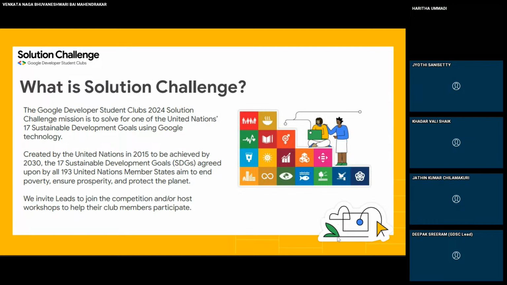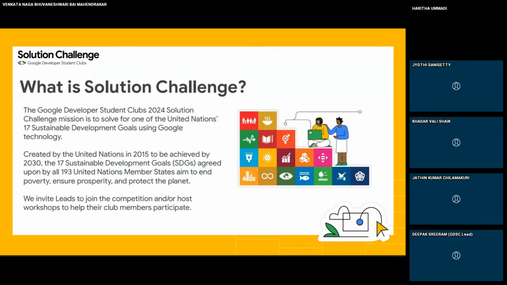As you can see in the slide, this was created by the United Nations in 2015. They have given us 17 sustainable goals, and they want us to develop or design a project for those problem statements. I'll later show you what problem statements they have mentioned. Google Developer Club is included here because the United Nations wants Google technology to be included to solve these problems.